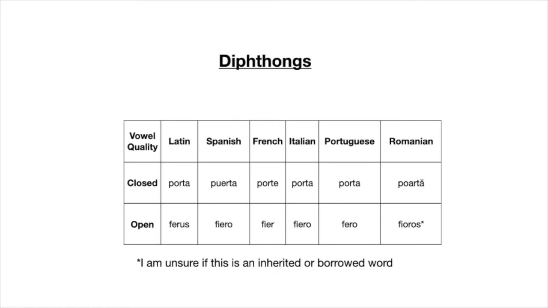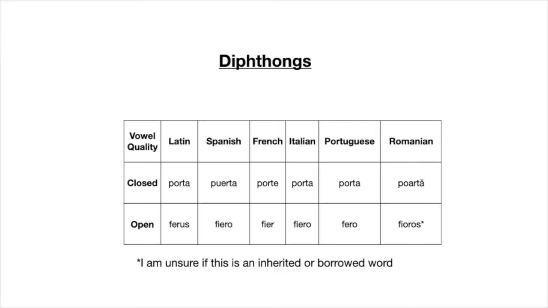As opposed to Italian and French, where those sounds only became diphthongized when they were open vowels like e and o. So that's how we can see such a distinction in a word like porta in Latin, which means door, and then in Spanish we have puerta, right? But then in French we have porte, in Italian we have porta, and in Portuguese we have porta.